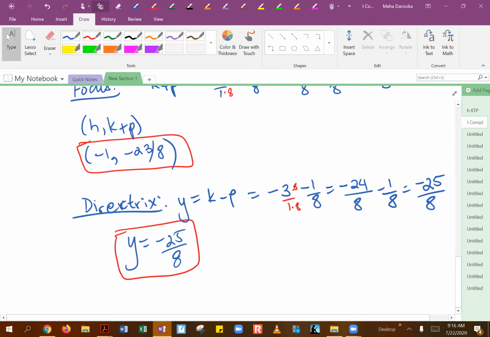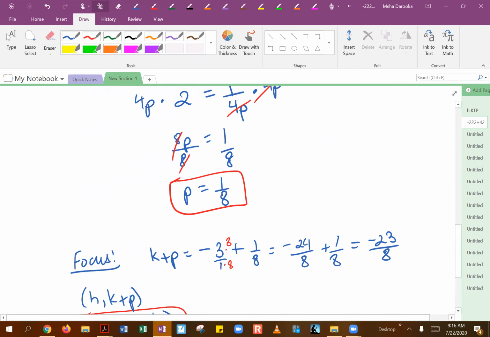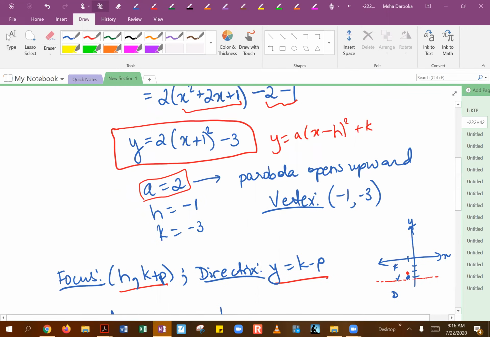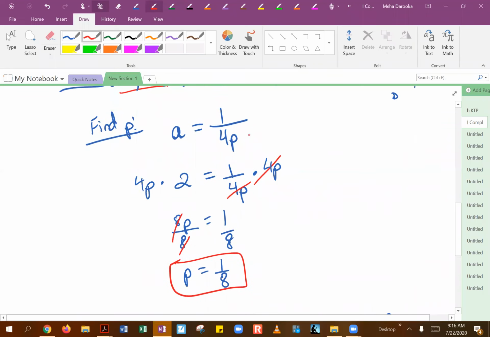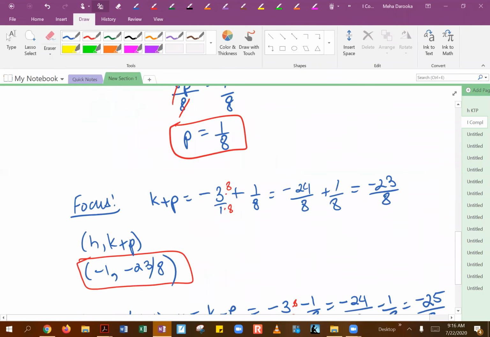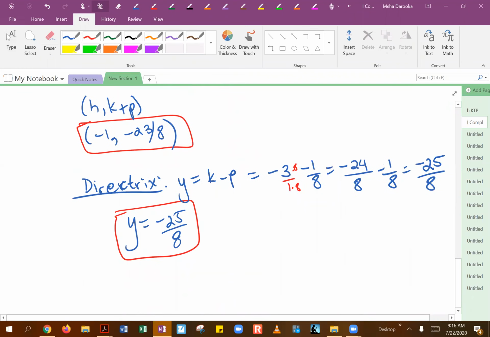So they were asking us to identify the vertex, the focus, and the directrix. So we've got our vertex right over here when we came up with our h and k values, because of course the vertex is (h, k). And then once you found that p value, using the relationship between a and p, then we could come up with what the focus and directrix is.